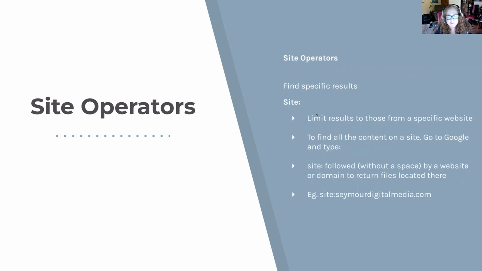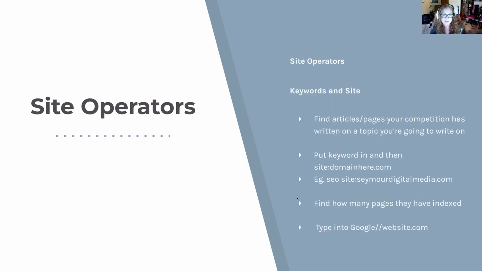And then site. I've been having some trouble with this one lately, but when you do a site search, you'll get all the results from a site. So you can actually see how many pages a domain has. There's no space, but you do site: and then the website, and that should bring up all the pages so you can see how many pages Google's indexing.